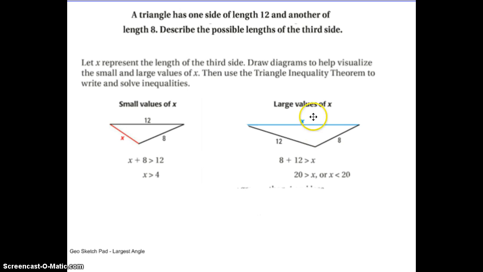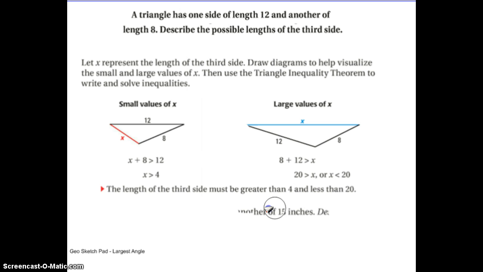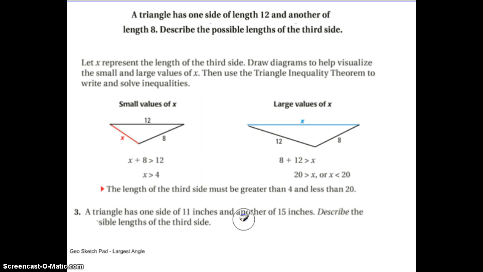Okay, so you could look at this a couple of ways. Depends on how you look at it. So the length of the third side must be greater than 4 and less than 20. Okay, try this one. A triangle has one side of 11 inches and another side of 15 inches. Describe the possible lengths of the third side. So you could set this problem up the same way as this problem. Pause the video and do that on your own.